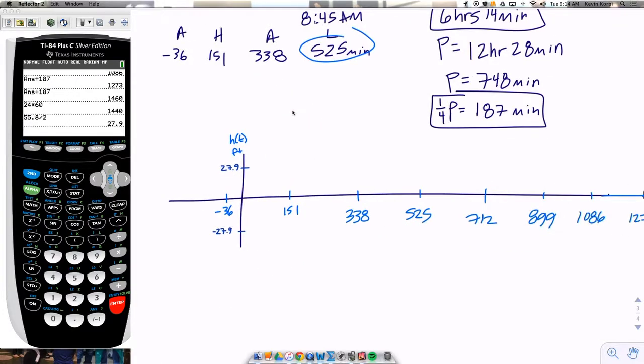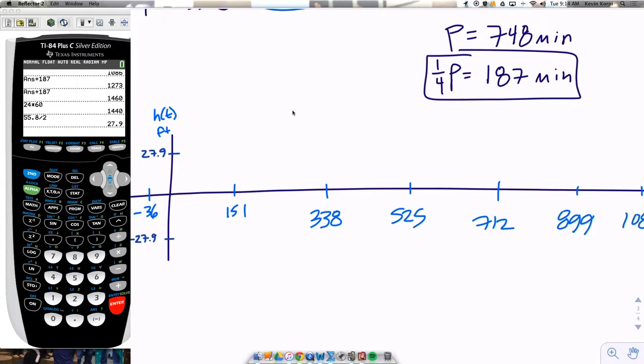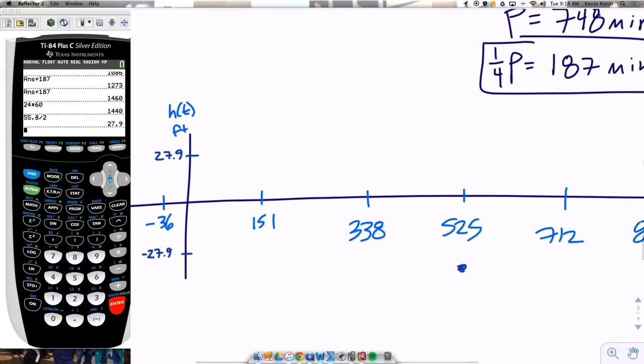So now we put our first point down. At 525, it was at a low point right there. And now we can establish every other critical value. So let's go ahead and do that.